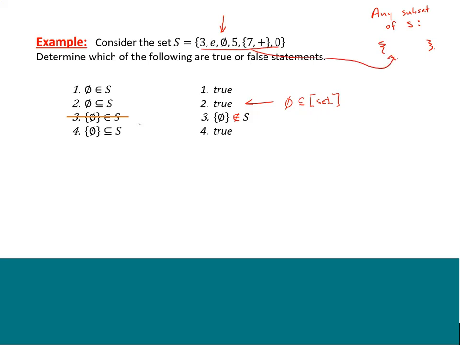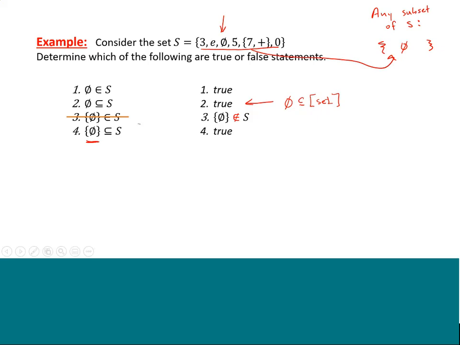Now, if we were trying to check to see if this guy, where it's curly brace, empty set, close curly brace, is a subset of S, what we would need to find is that the empty set is an element of S. So what did we say up here at 1? We said the empty set is an element of S. So that means we can totally grab this empty set and throw it in here.